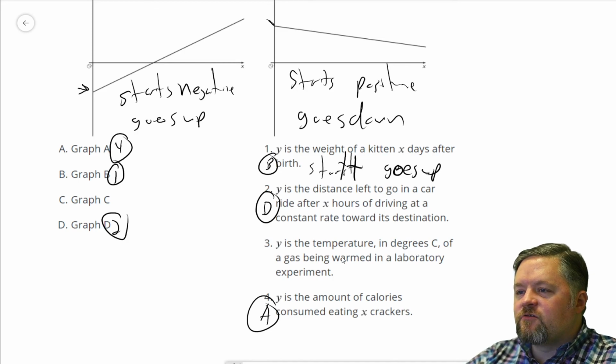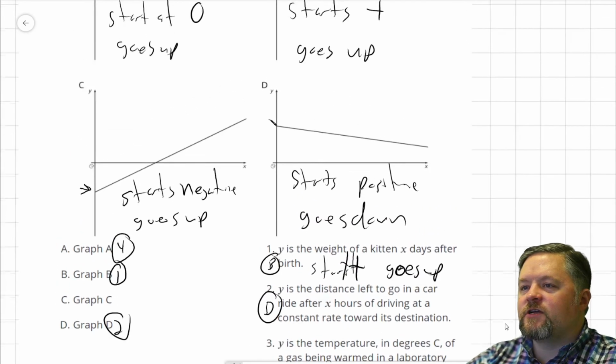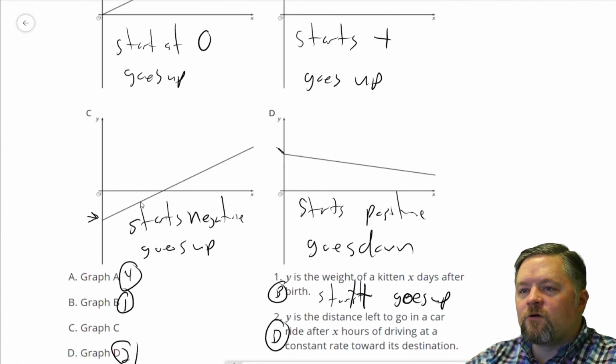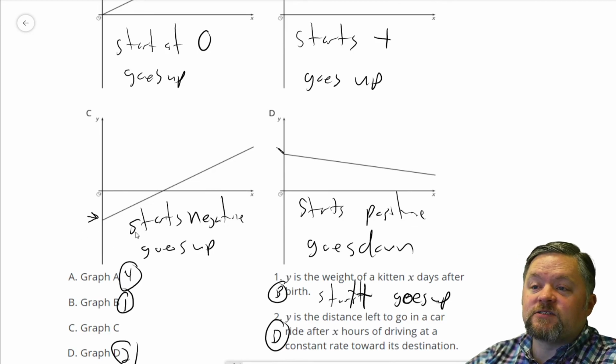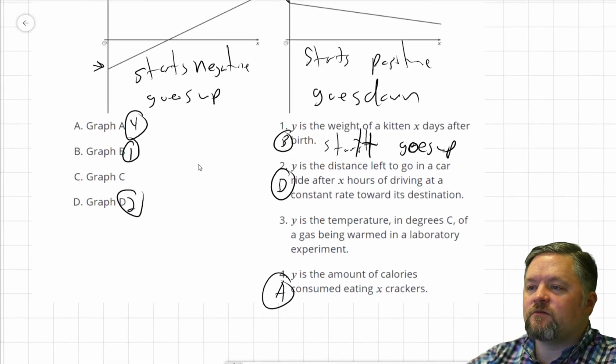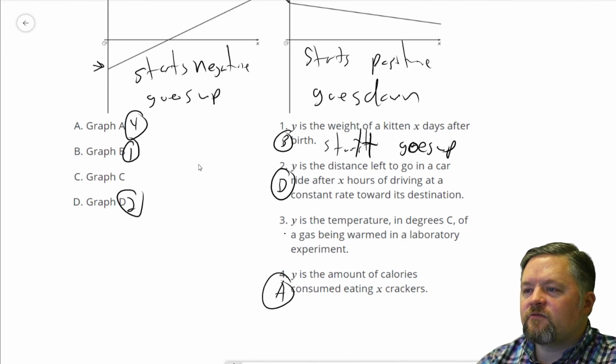The temperature in degrees of a gas being warmed in a laboratory experiment, that is warming. It looks like that experiment started with a temperature below 0. 3 has to go with C. C goes with 3.